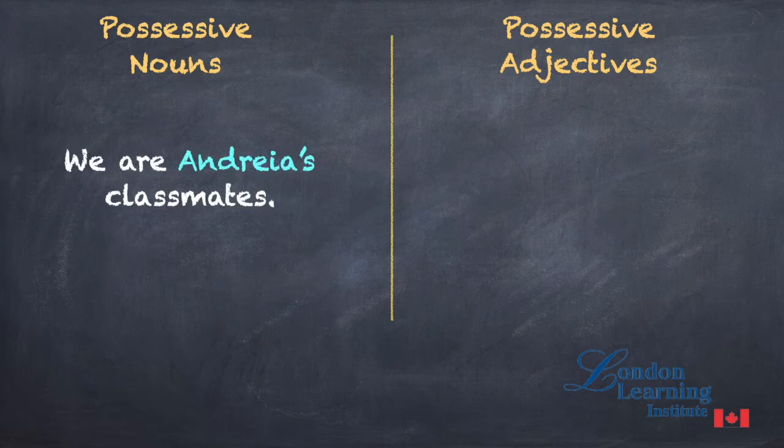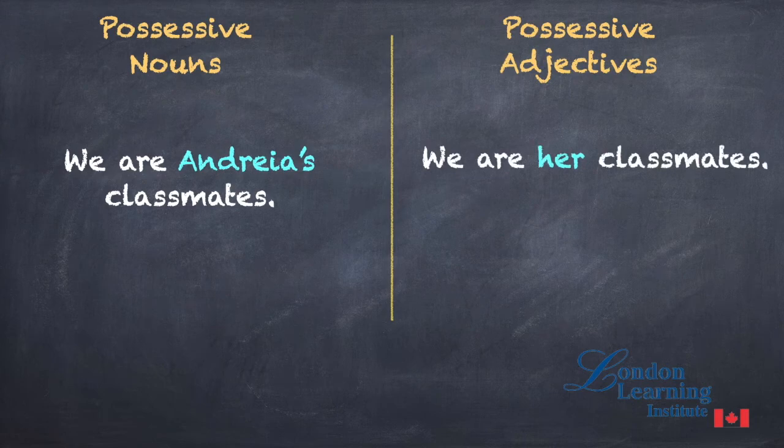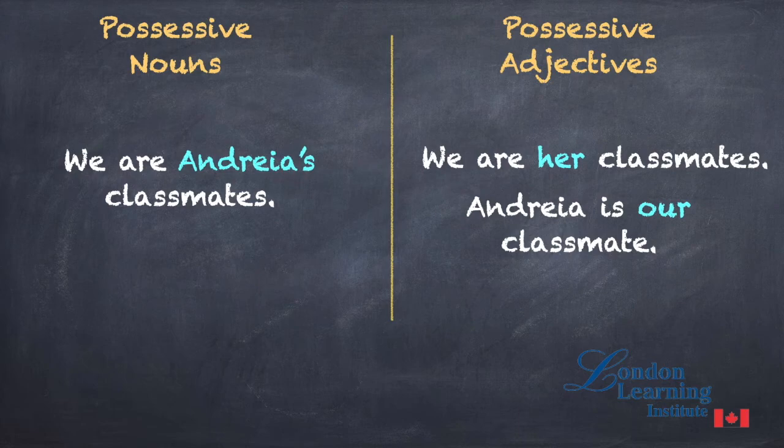We are Andreia's classmates. So you and I together, we are Andreia's classmates. We are her classmates. But again, we can switch this around. We can say Andreia is our classmate, right? She is our classmate, your classmate, and my classmate.